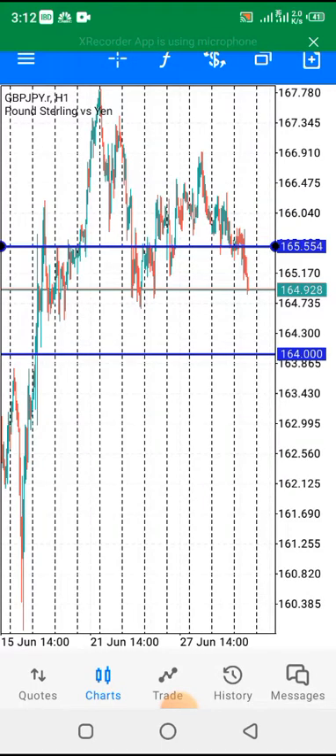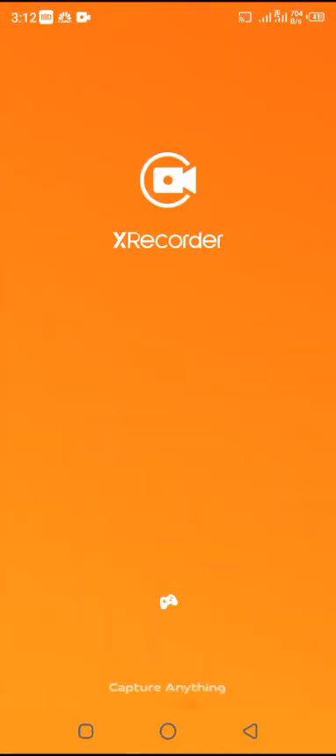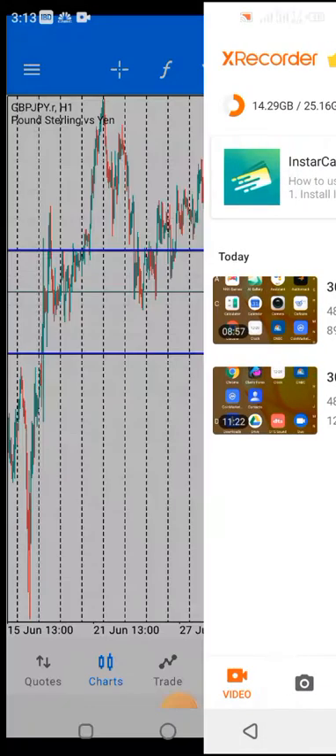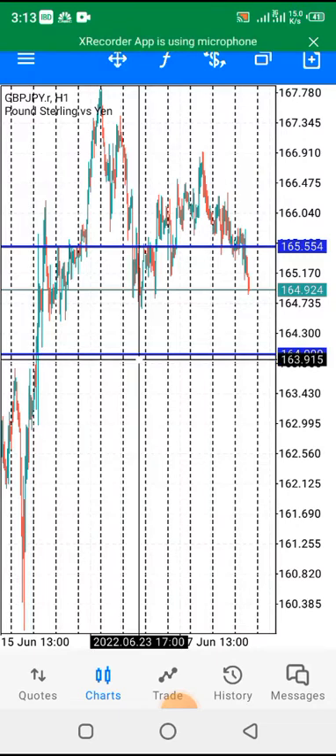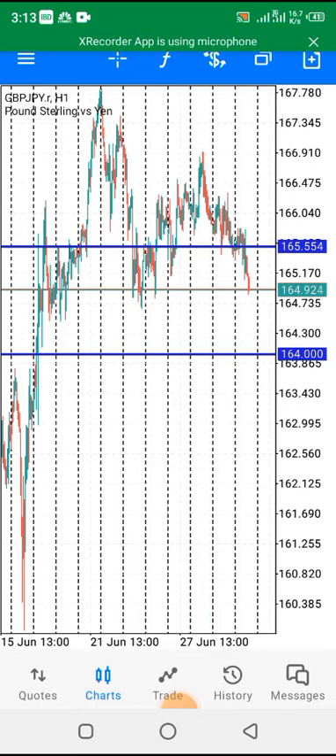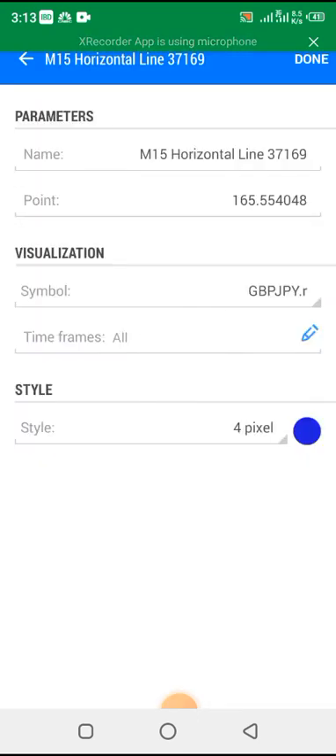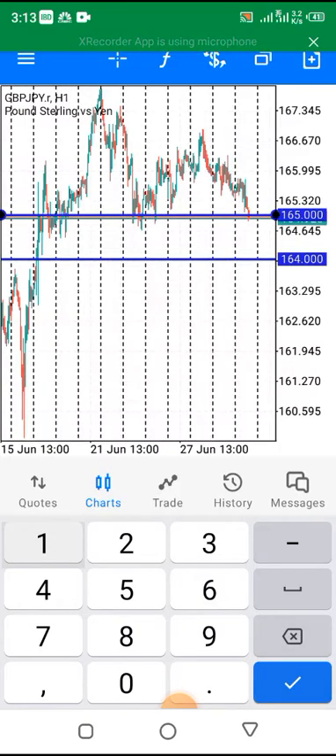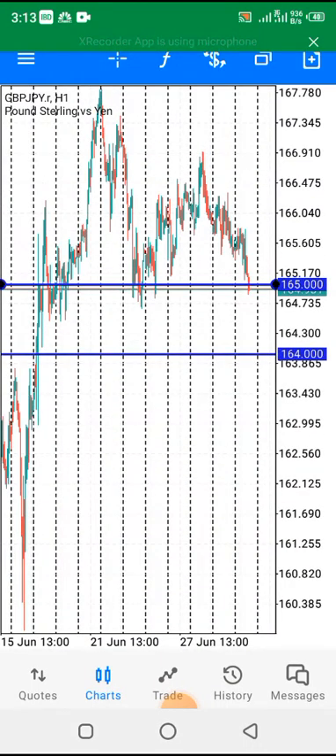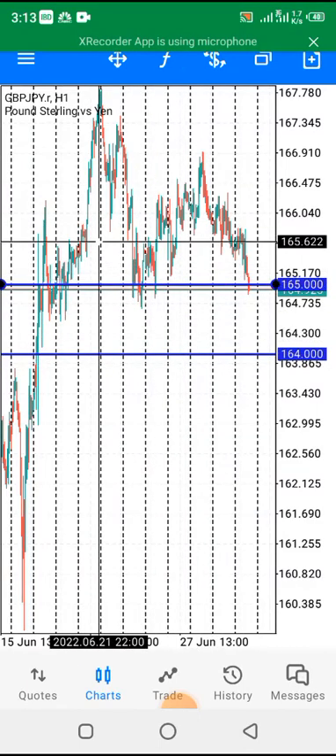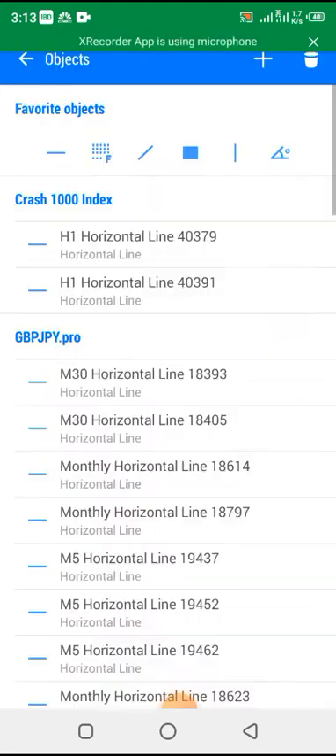We are done. You can see now this level, it's the 164 level, right? So the next level, let's now plot the 165 level, rounded off numbers. These rounded off numbers act as our psychological levels. You can now see the 164 and 165 over here. So you can guess the next one, it's 166.